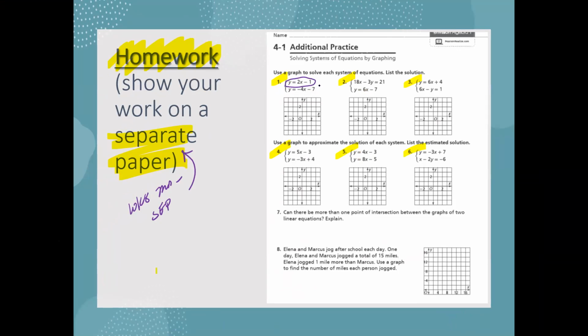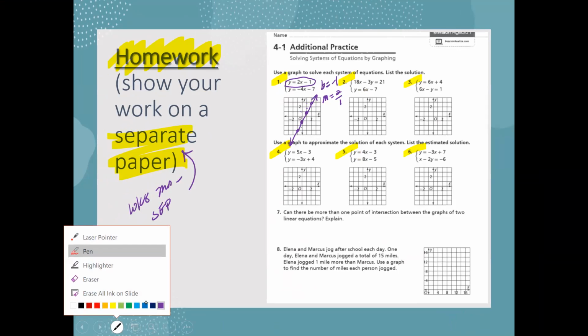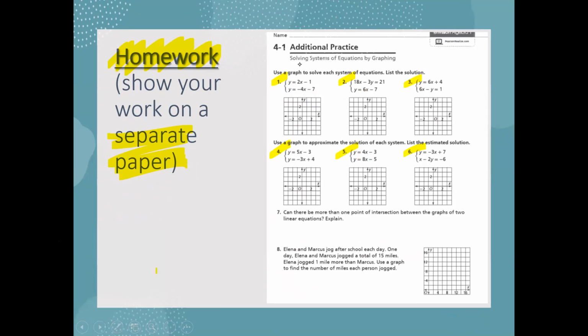And so looking at this part right here, let's graph the first equation. First equation will start at -1. And then you look at the slope, which is 2 over 1. So -1 is going to be right here. Go up 2 over 1, up 2 over 1, down 2 over to the left 1. And here is your line. Next, you're going to graph the second graph.